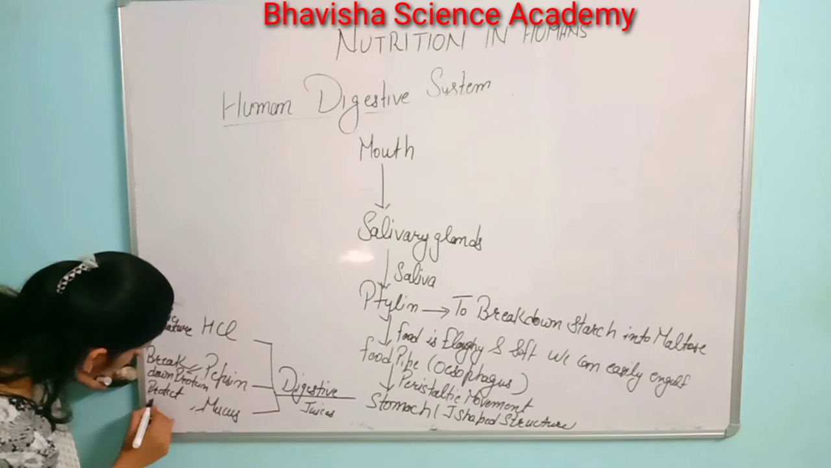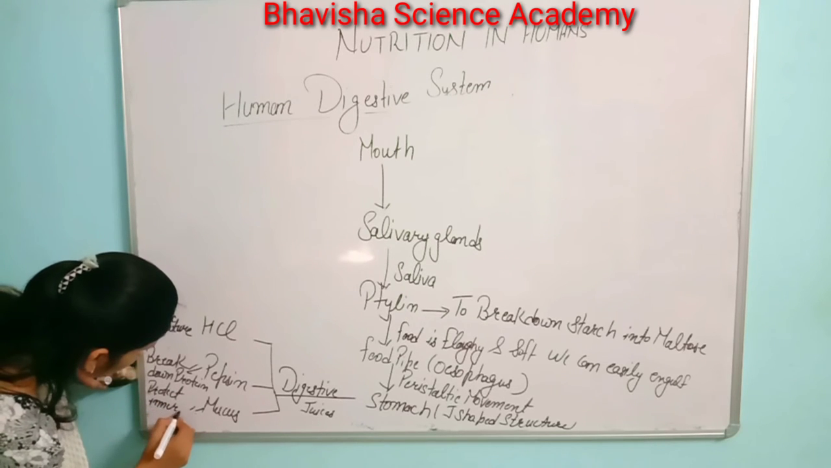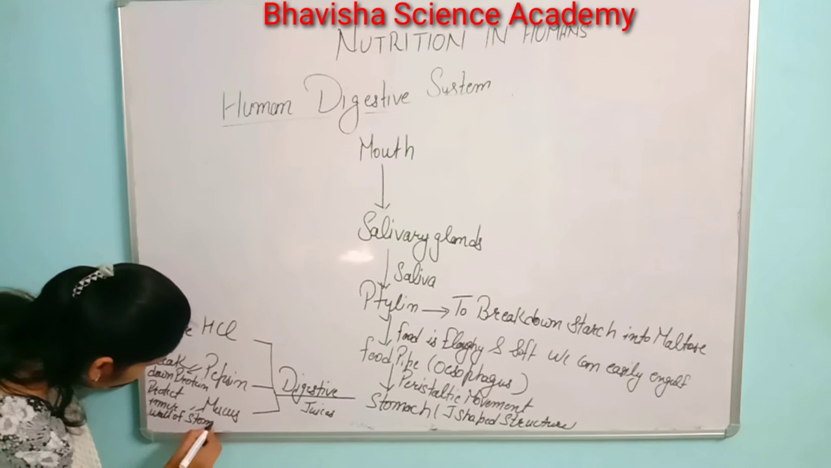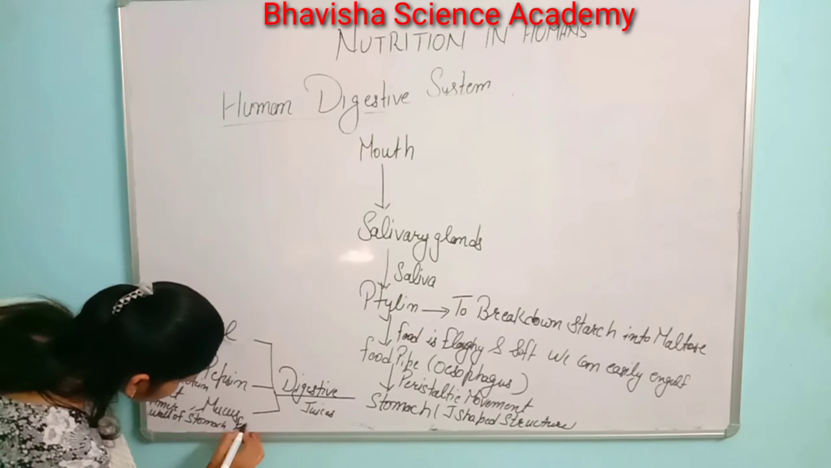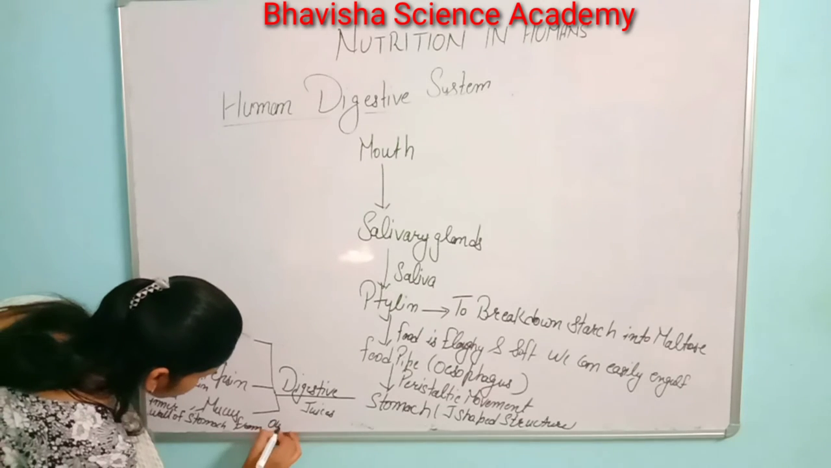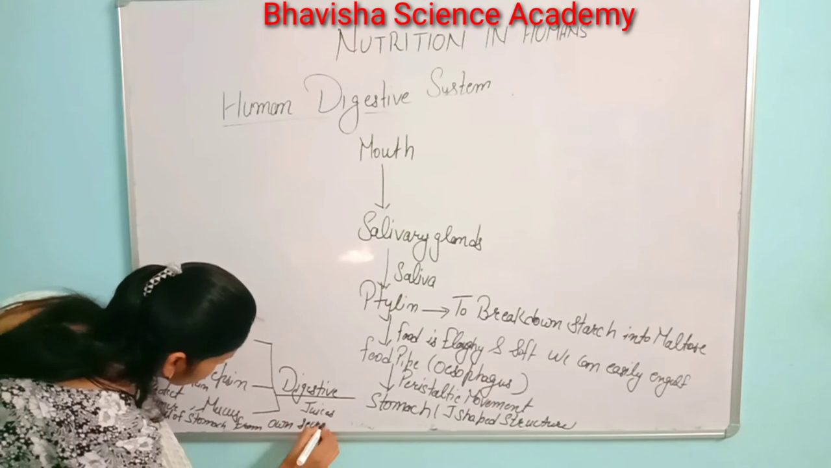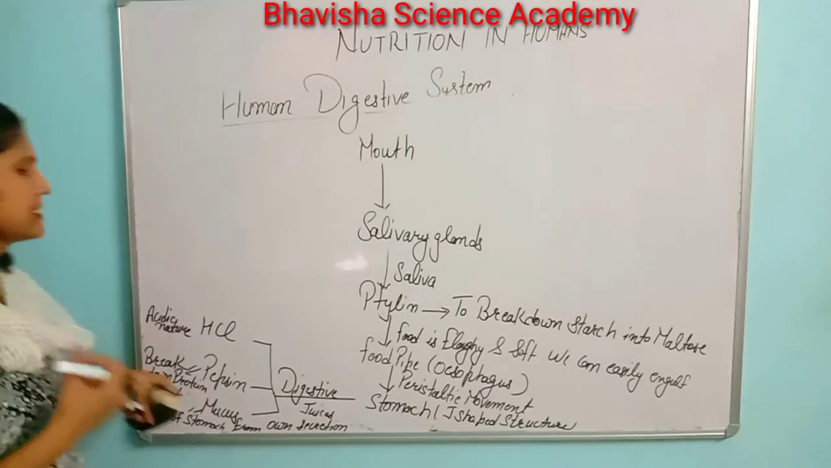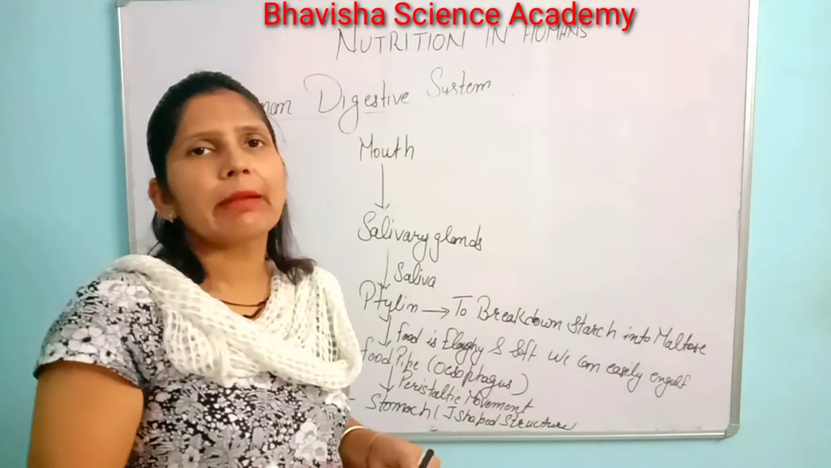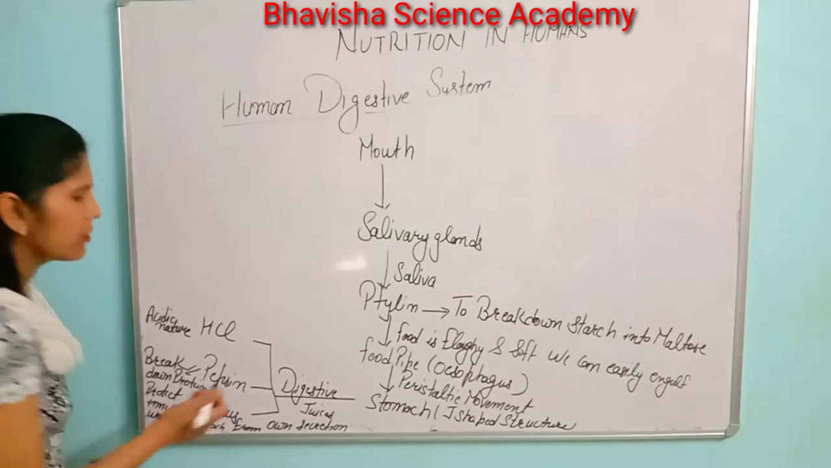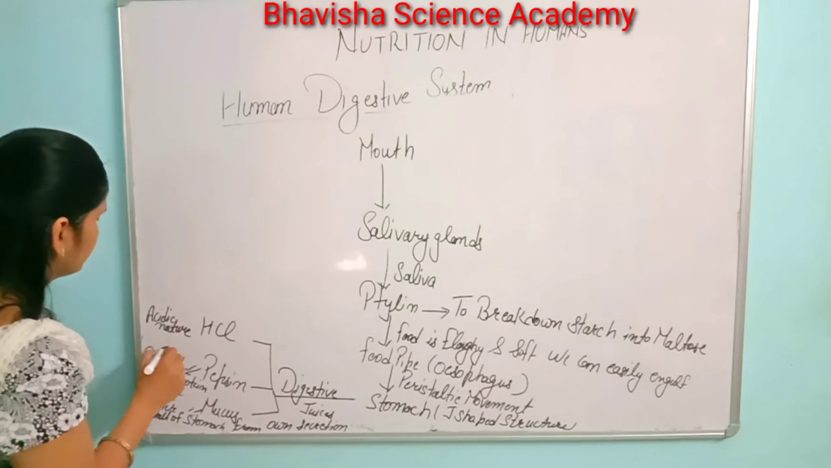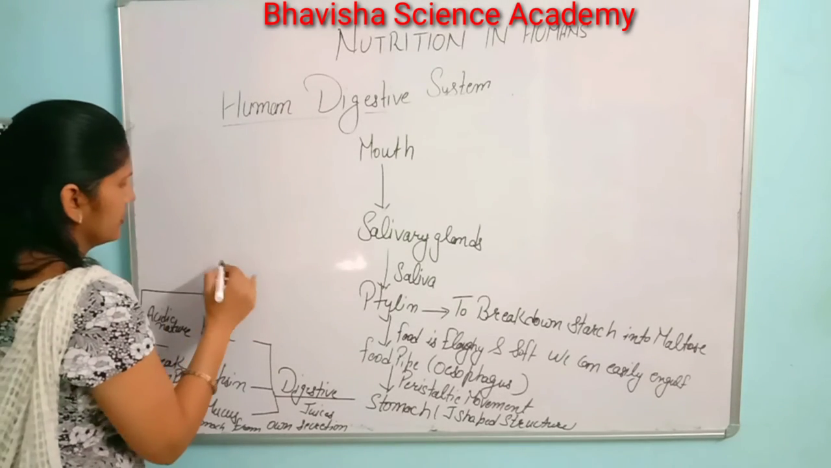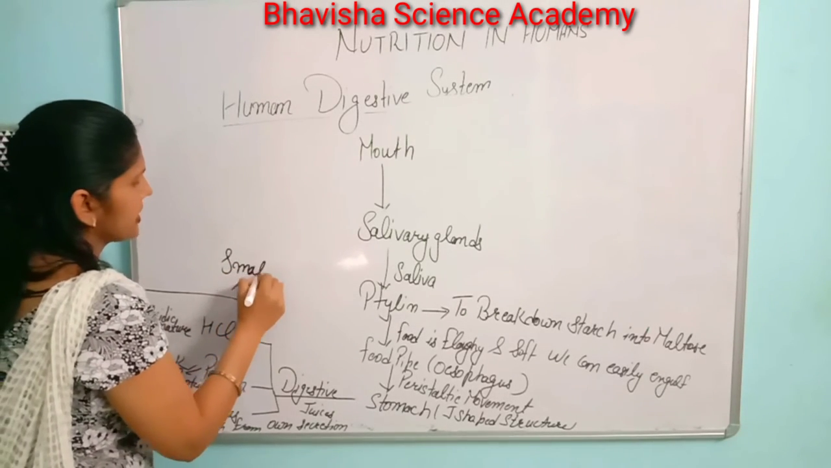It protects the inner wall of the stomach from acid secretion. When food is converted into semi-solid paste, after this food passes to the duodenum, to the small intestine.